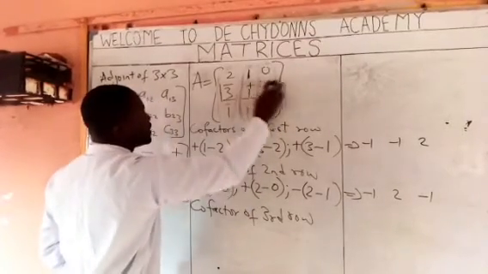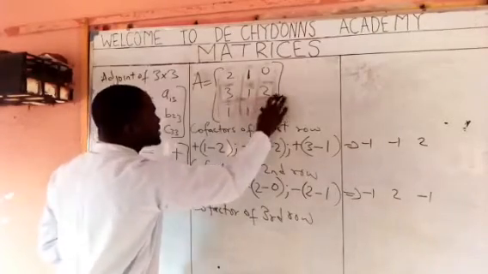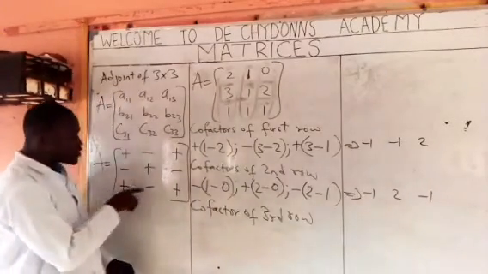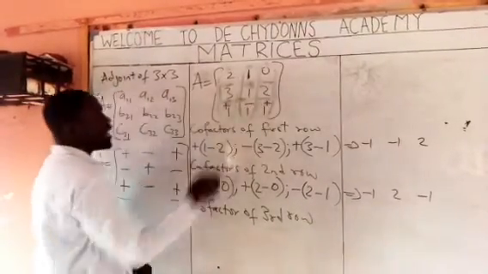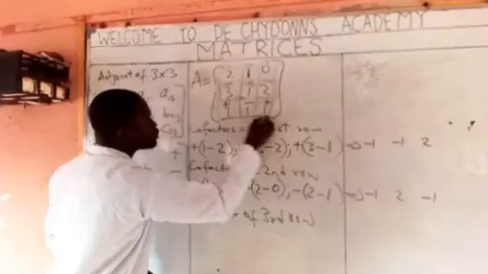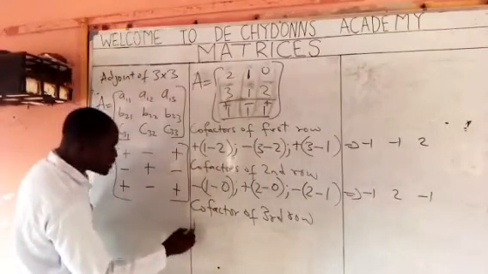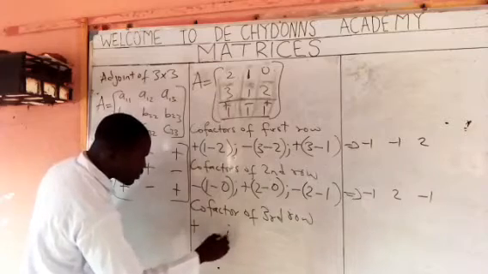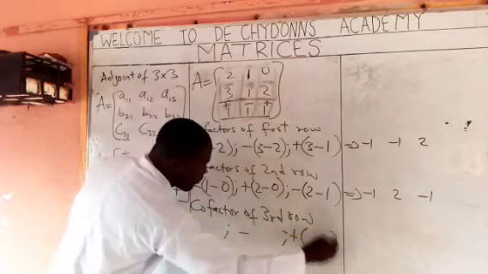Cofactor of the third row, I'll clean everything and ask myself, what are the signs of the third row? Plus, minus, plus. I'll put plus, minus, plus. I will now say I am holding the third what? Row. I'm holding the third row. I'll bring out their signs. Plus, minus, plus. I put bracket.